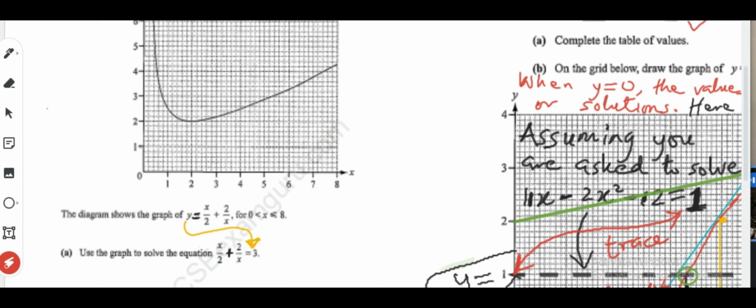So what does that simply tell you? Draw the line of y equal to 3. Yes, I said what that simply tells you is to draw the line of y equal to 3, because y is equal to 3. So you simply draw the line of y equal to 3.